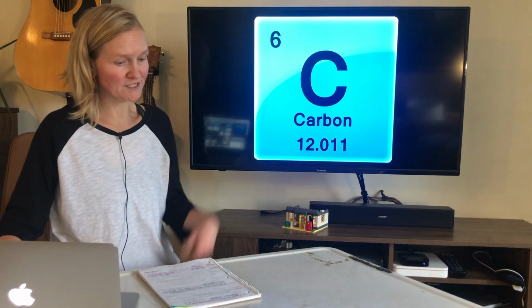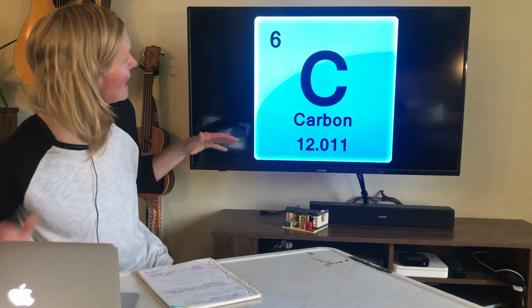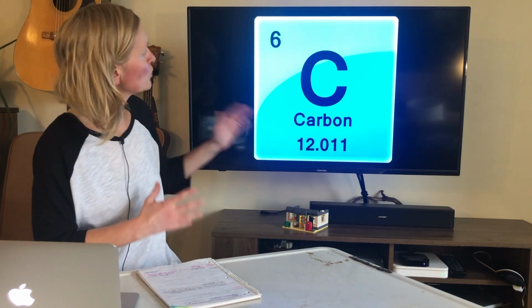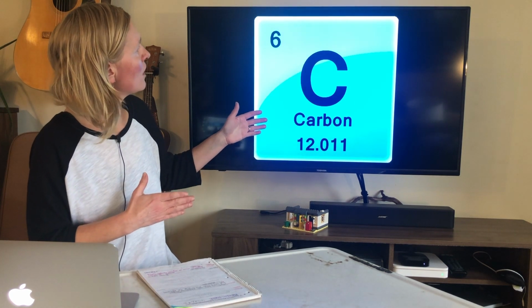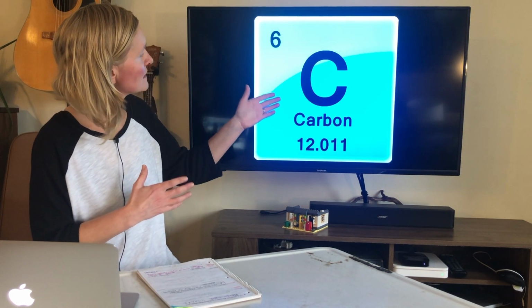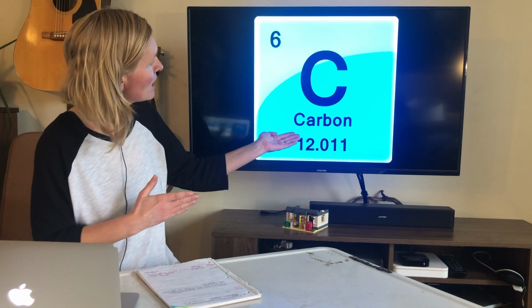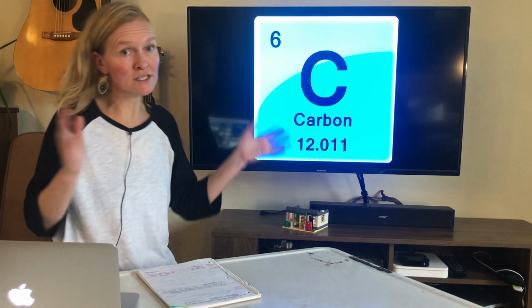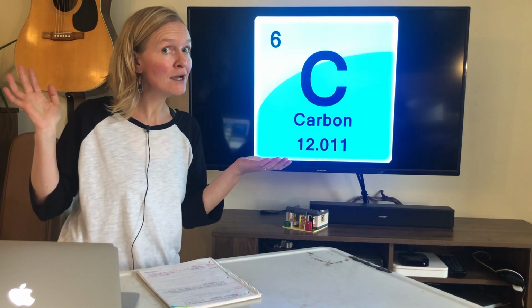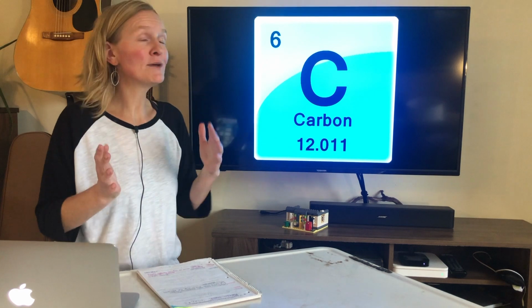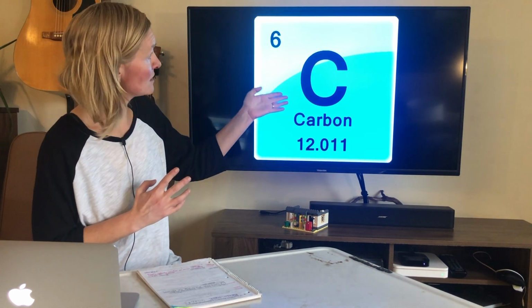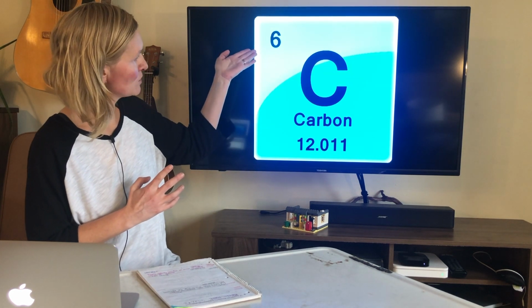So for example, carbon. Here we have an element card or symbol for carbon, and this is what you'll see on a periodic table. We have the C, that's the symbol for carbon. We have the name underneath. At the top, you'll have the atomic number. And what's the atomic number? Does anybody remember? Right. The atomic number is the amount of protons for this particular element. So for carbon, it has 6 protons.